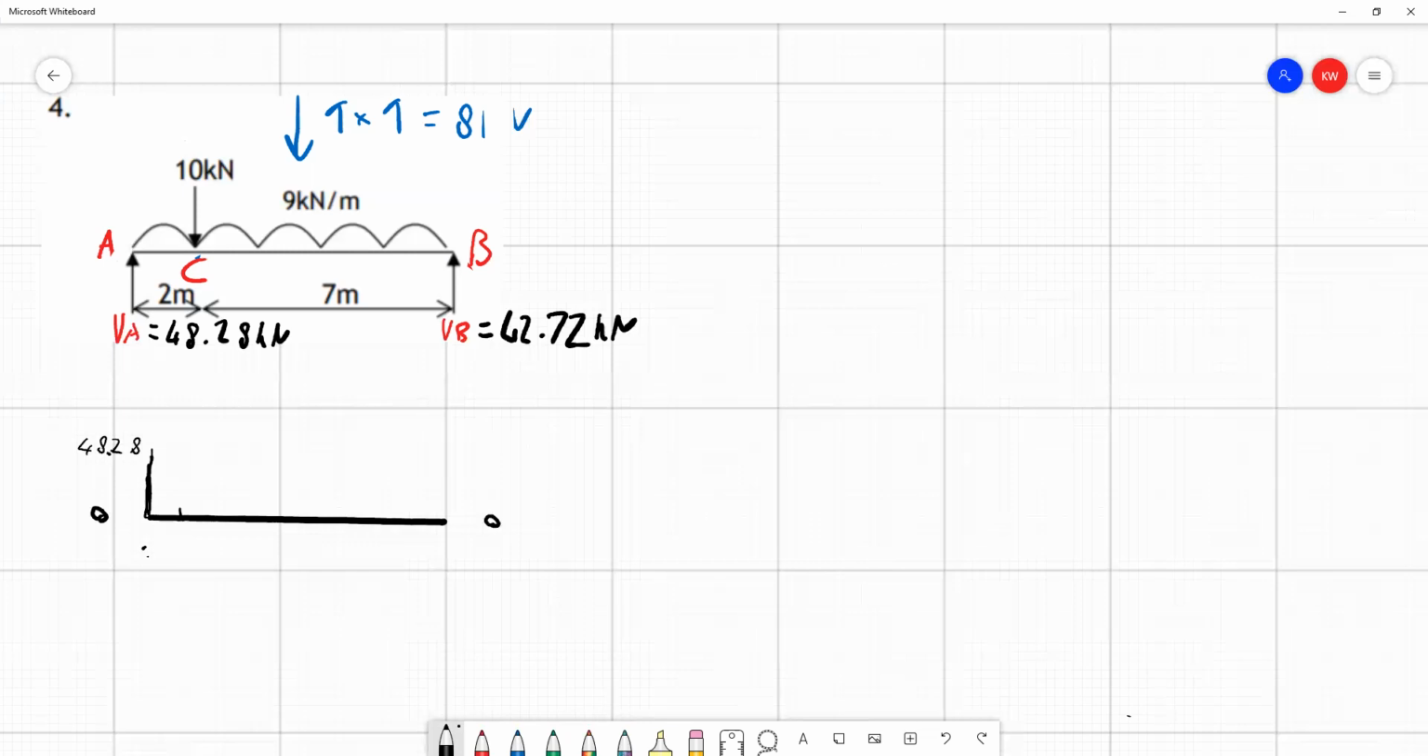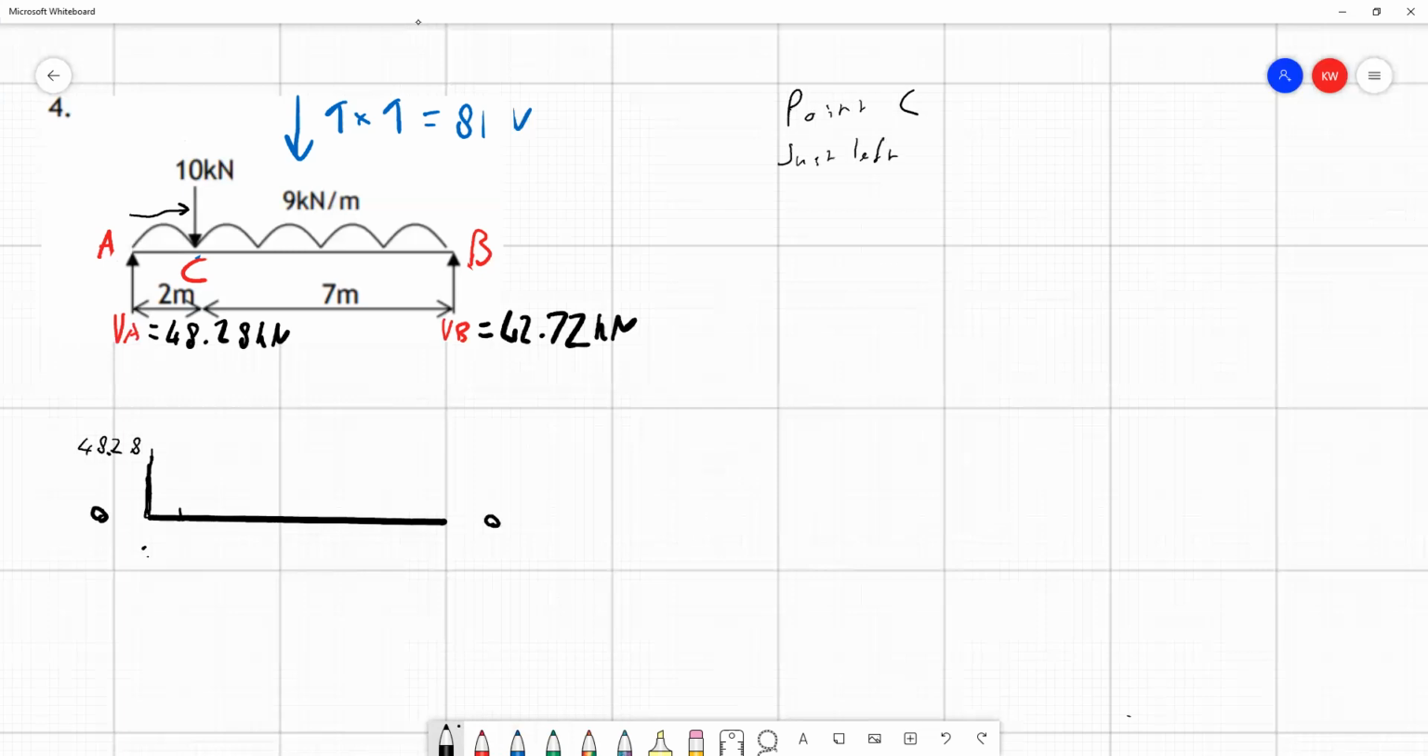And what we then do, because we have a UDL, is we consider at each point force being added, what's happening just before we get to that point and just after we leave that point. So let's have a think about this. Consider point C next. Just to the left of point C, as we're traveling along our beam from A to C, we get to this point just before this 10 kilonewton force is applied. So this is the point that's just left of C.